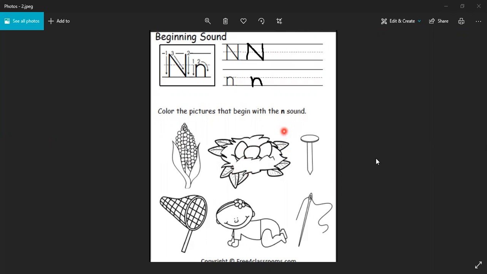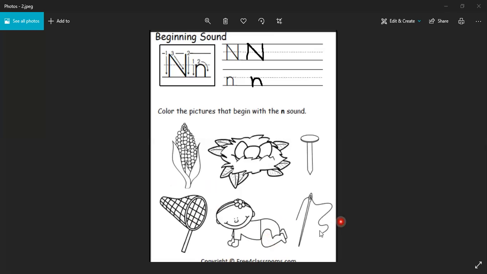Okay, next, nail. Nail starts with N. You color nail also. Okay, next, net. Net starts with which letter? N. You color net also. Okay, next. Baby. Does baby start with letter N? No. Baby starts with letter B. We should not color. Okay, next.